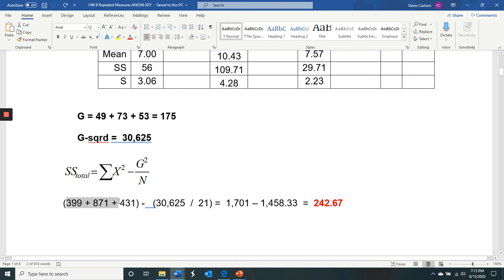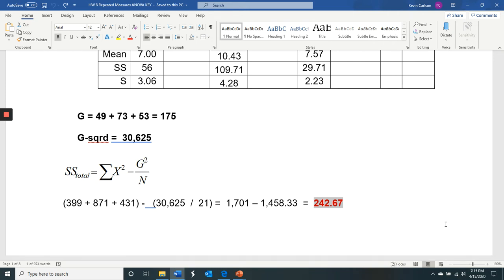So now we just solve. We add these together and get 1,701. We take G squared divided by capital N, so 30,625 divided by 21. We get this number. Then we take this minus this, and 242.67 is the sum of squares total.